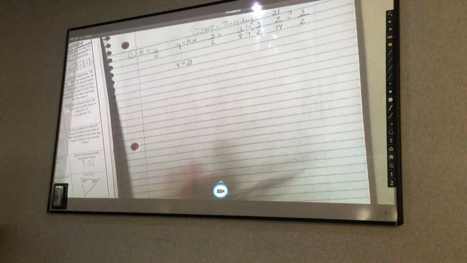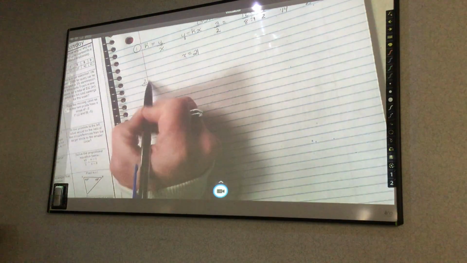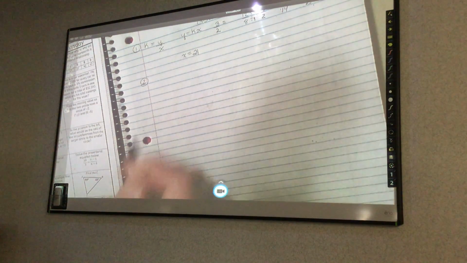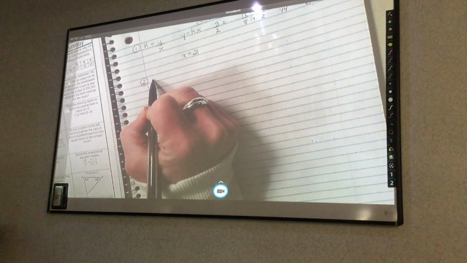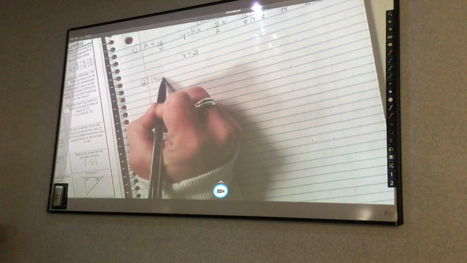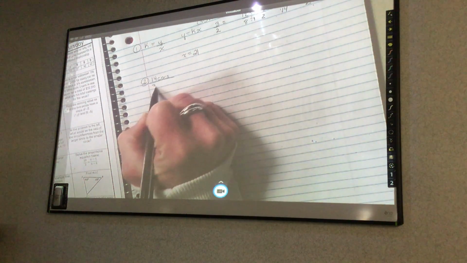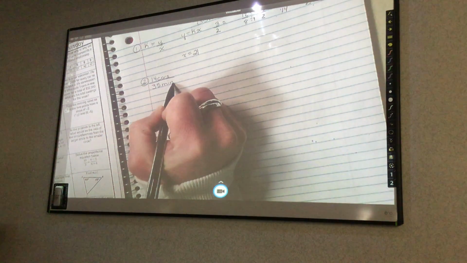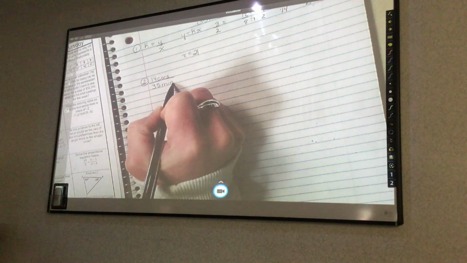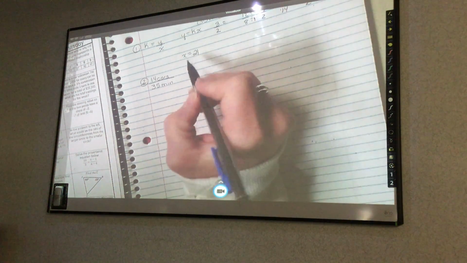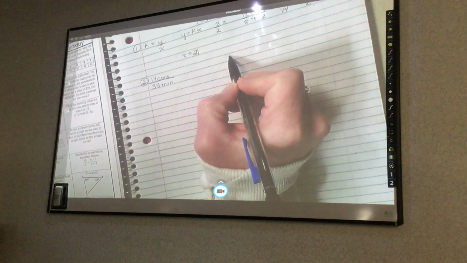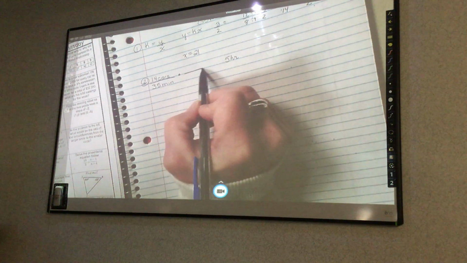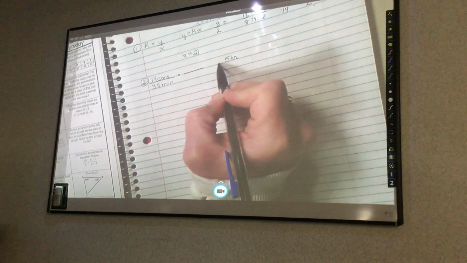Number 2. The Ace Motor Company can assemble 14 cars in 35 minutes. So it's 14 cars in 35 minutes, because it's cars per minute. How many cars can they assemble in 5 hours? So I want to know how many in 5 hours. So what do I need to change so far at the end?